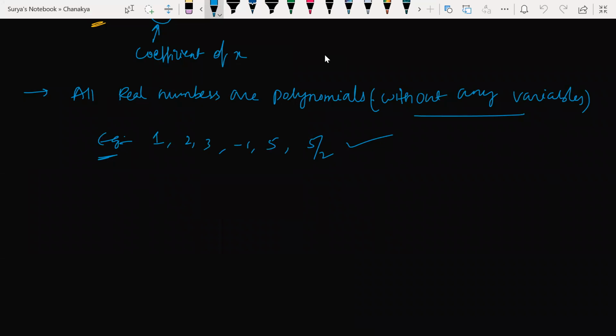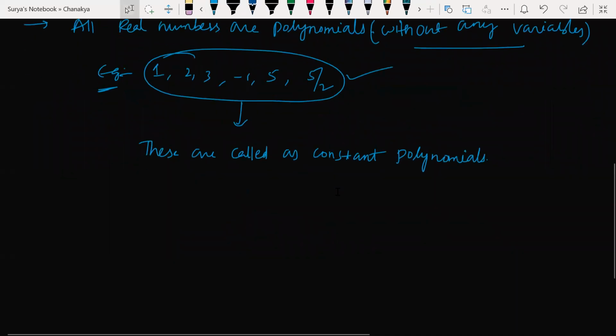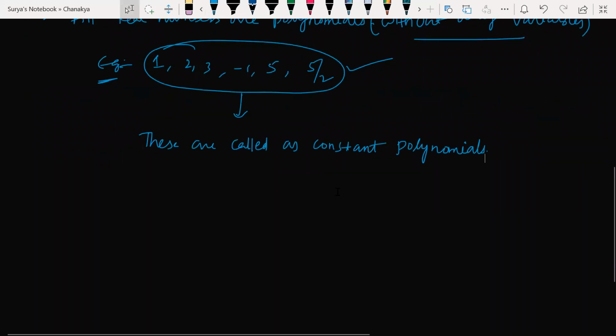Beta, look at it here. All real numbers are polynomials, and these are called as what? These are called as constant polynomials. These are called as constant polynomials. Clear? Okay.